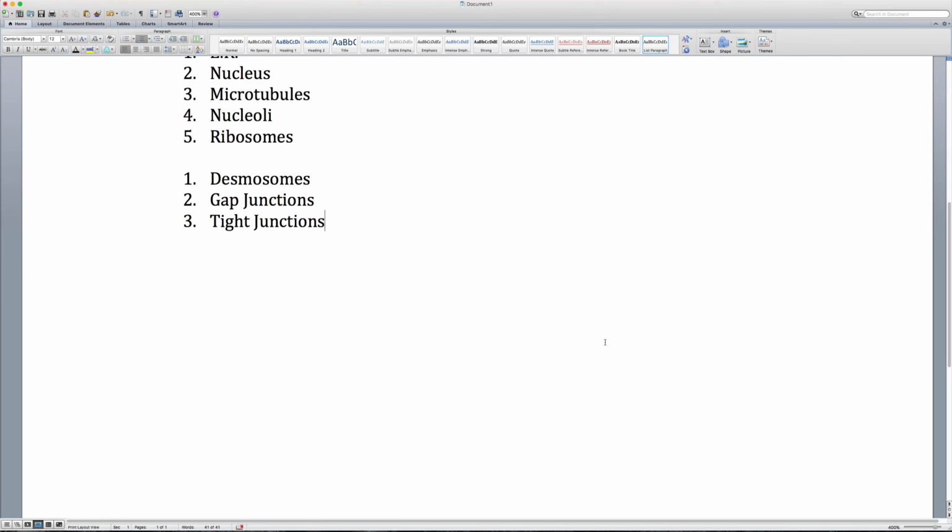Moving along, is it true that the greater the concentration gradient, the faster the rate of diffusion will be?